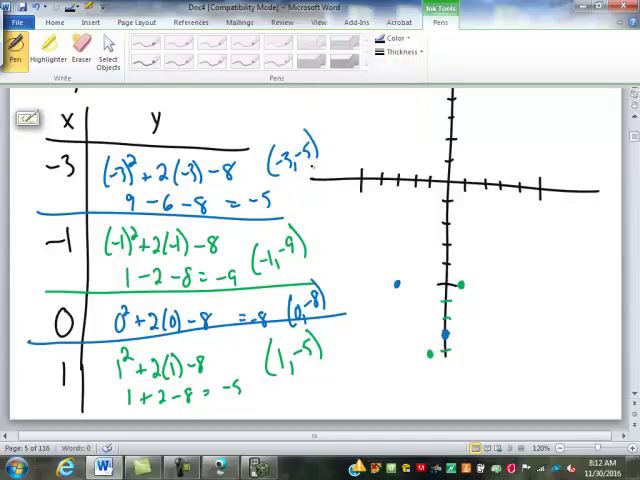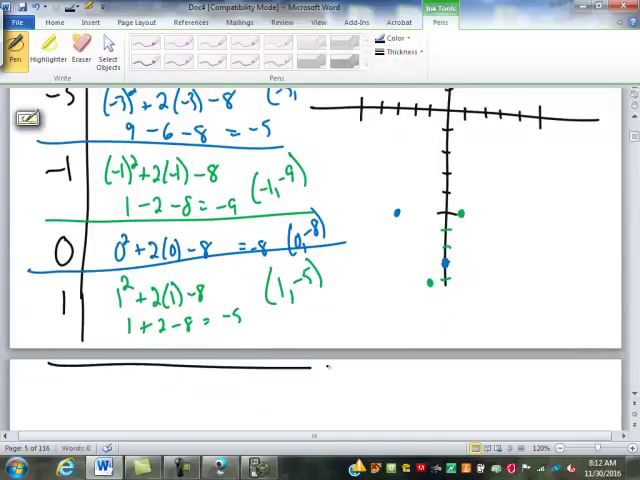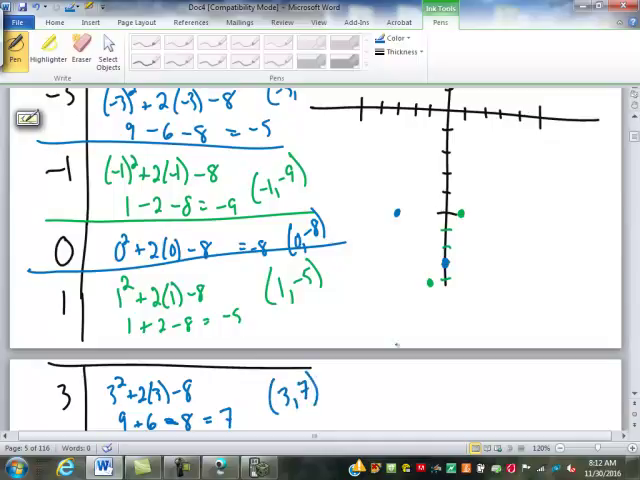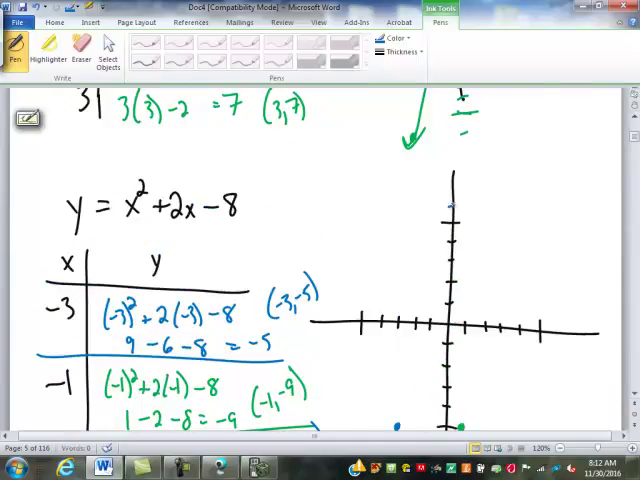If we try 3 for x, y is going to be 3 squared plus 2 times 3 minus 8. 3 squared is 9. 2 times 3 is 6. Minus 8. So 15 minus 8 is 7. So if x is 3, y is 7. Right there.